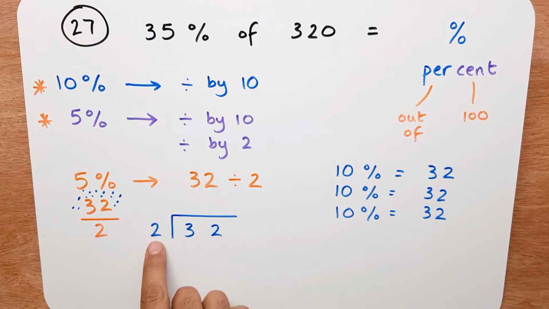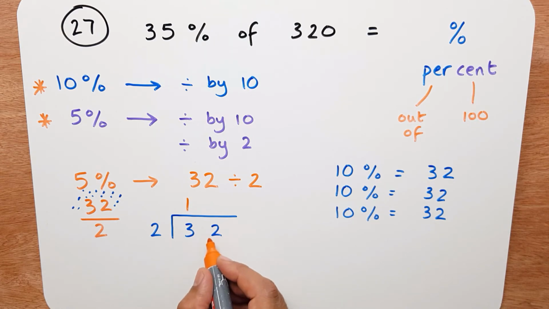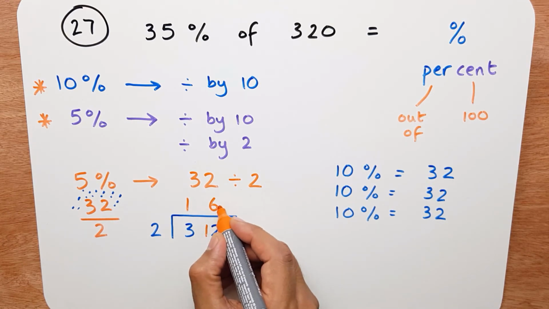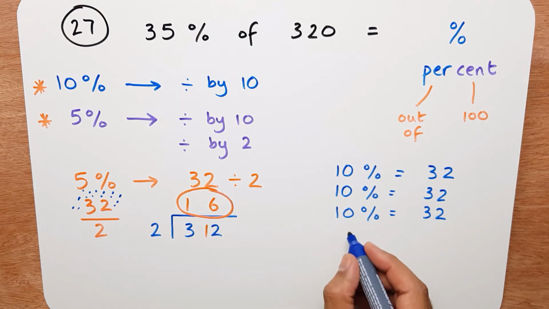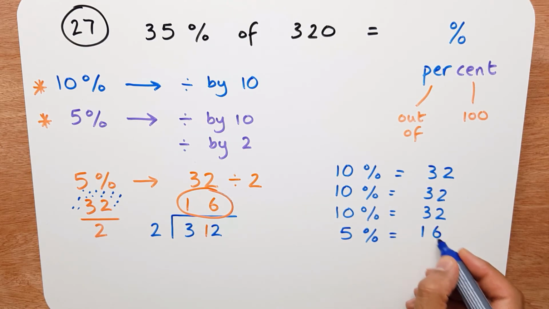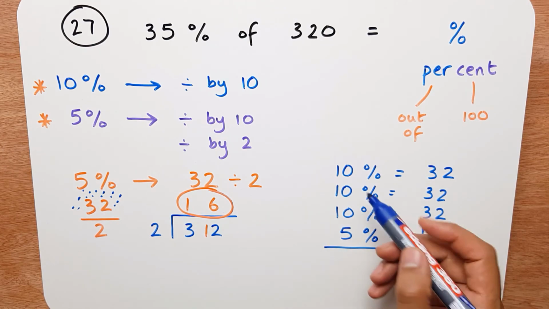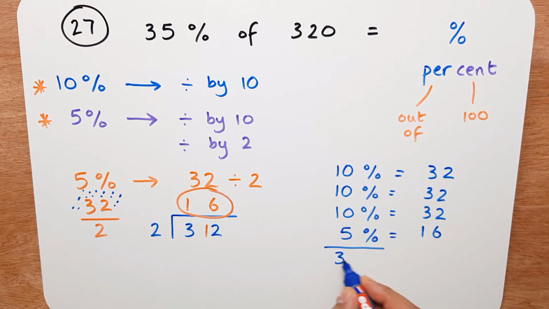Now I'm ready. How many 2's are there in 3? There's one lot of 2, remainder 1. And the remainder gets carried over to the next column. So now we have 12 here. Half of 12 is 6. So our answer is 16. So 5% is 16. So altogether I have 10, 20, 30, 5%.